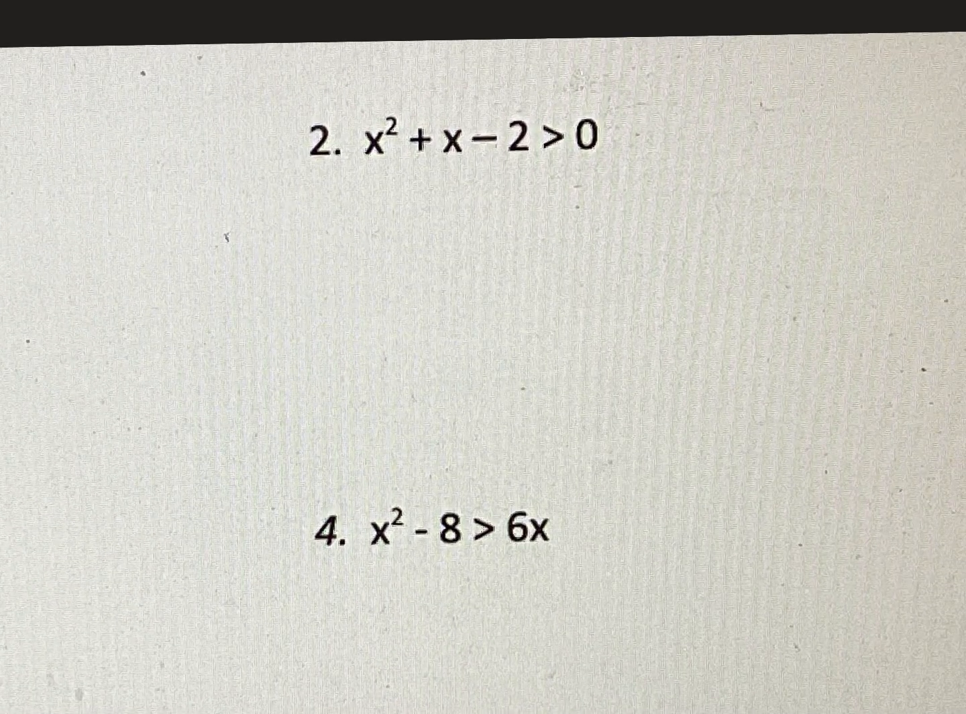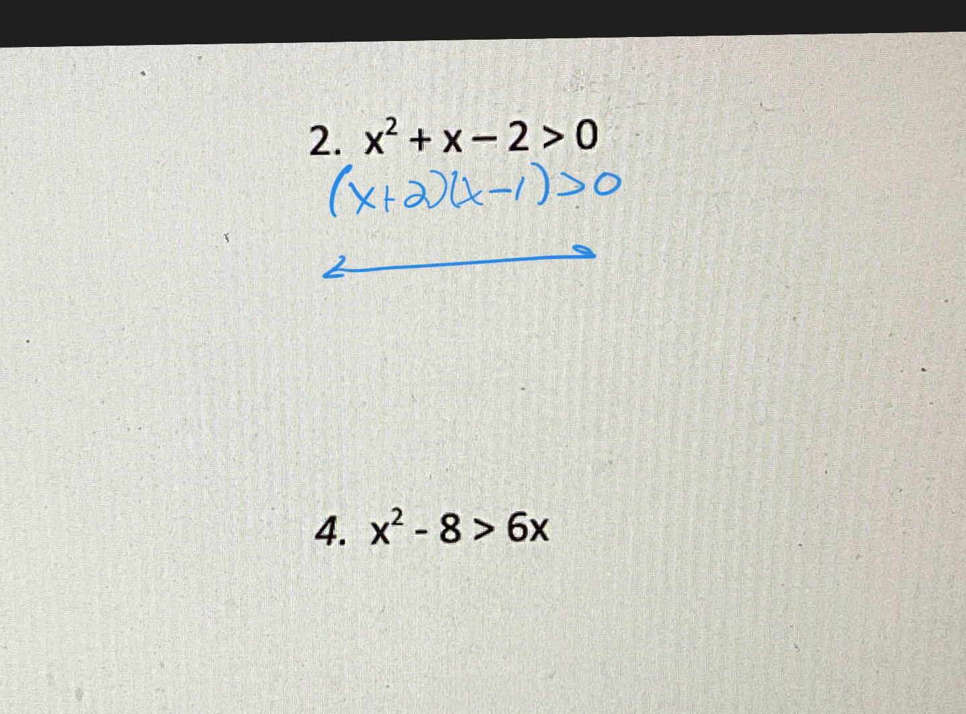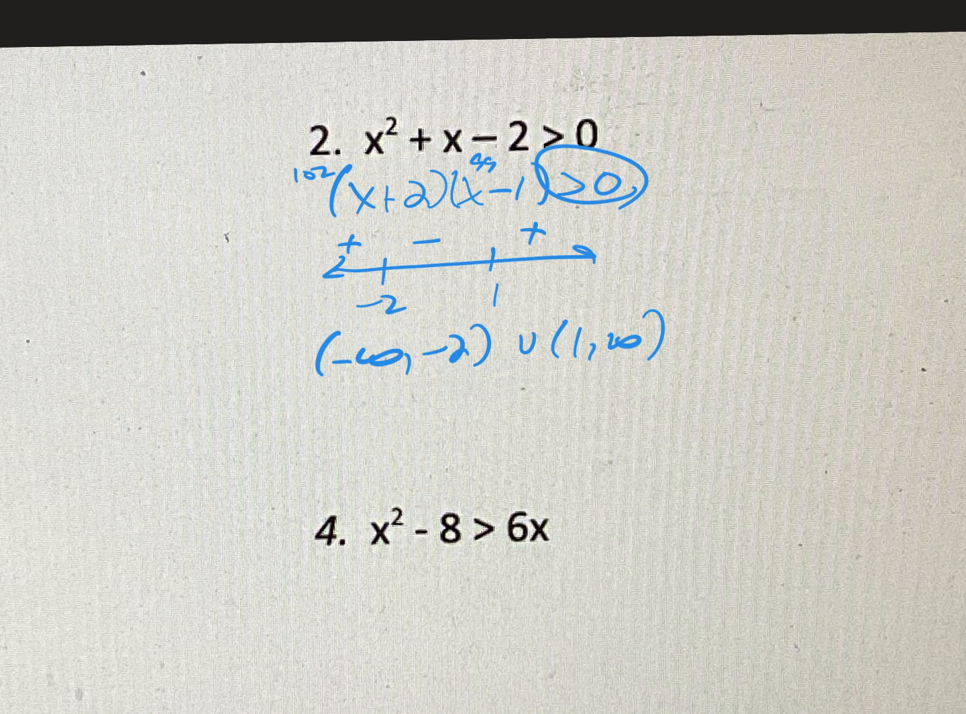Number 2. See what's going on here. This time you have to factor yourself. Factors of -2 that give you +1 would be x plus 2 and x minus 1, which means my two zeros on my line would be -2 and +1. Plug in 100 there, that'd be 102, that'd be 99. That's going to be positive, so plus minus plus. I'm looking for positive, which is between -infinity and -2, and also 1 to infinity. That's all you got to do on that one.